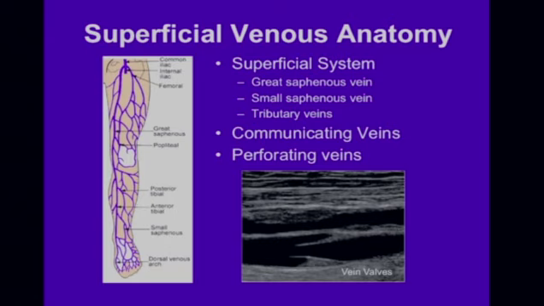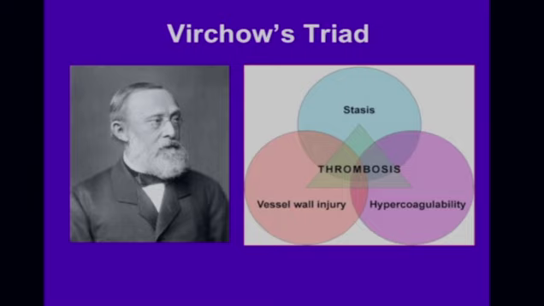The reason this test is important is because DVT is an important disease. It affects hundreds of thousands of Americans each year and is responsible for chronic venous insufficiency and death in some patients who develop the most feared complication, pulmonary embolism. The risk factors have been known for quite a while. Virchow described 3 risk factors: stasis, vessel wall injury, and hypercoagulability.